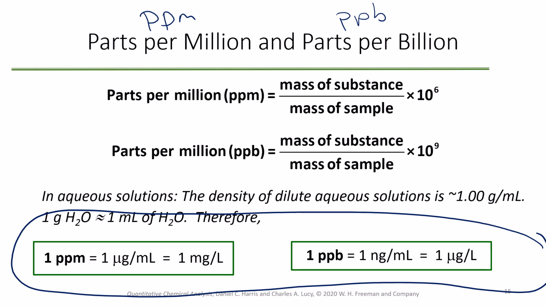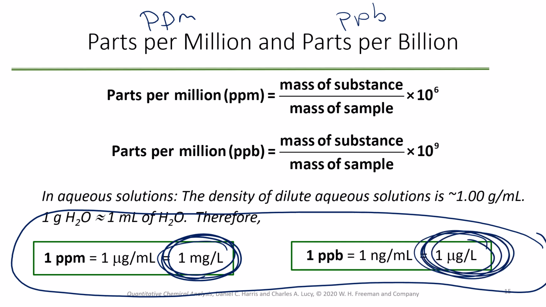So you want to be very comfortable recognizing 1 ppm is equal to micrograms per milliliter or milligrams per liter. So they're kind of synonymous. And then ppb is nanograms per milliliter or micrograms per liter. So if I were to say I have 10 ppb of something, I would instantly do 10 micrograms per liter, and that would help me greatly with the math.